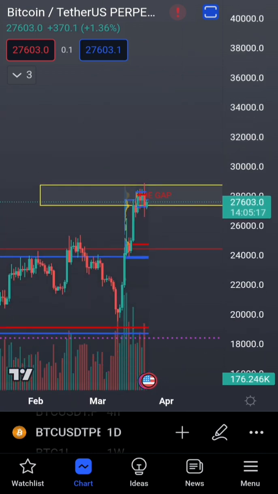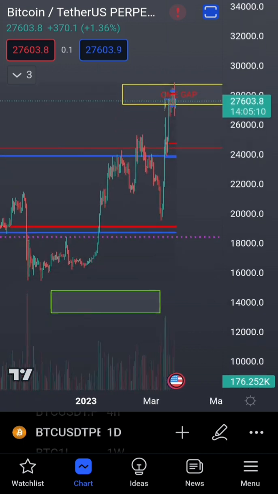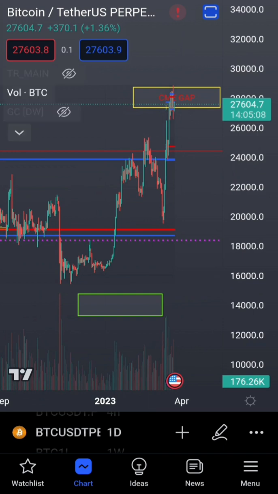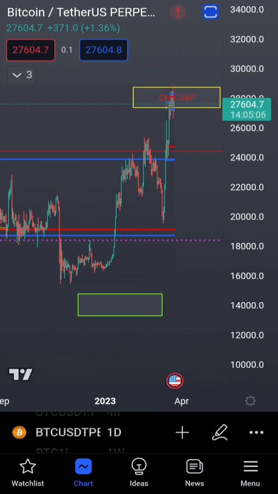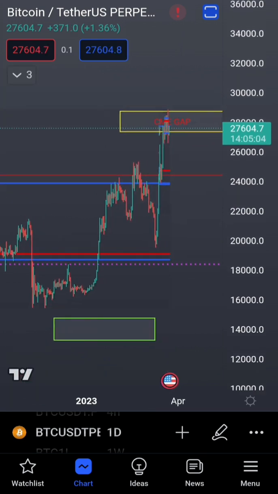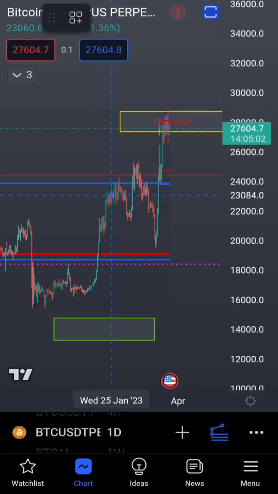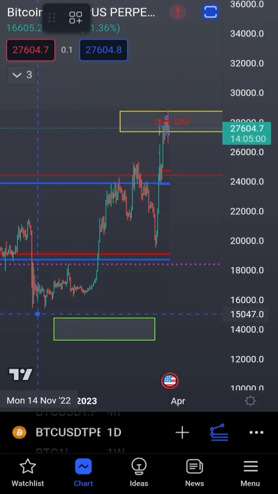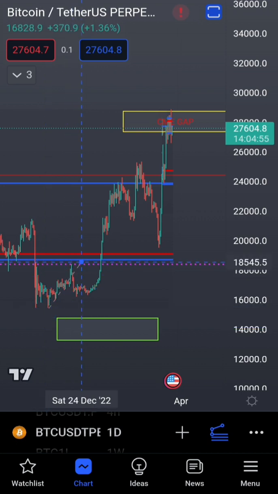To the upside, I had two levels. You could go up as high as 30,500. Now let's just pull a Fibonacci trend-based fib and see what extensions we have hit or can hit from the low over here.